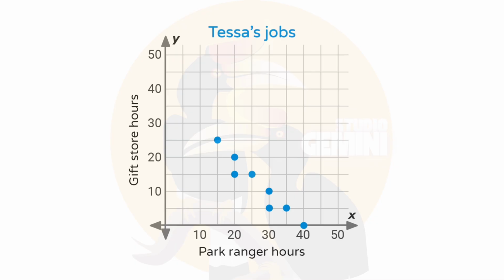And we did it! We took Tessa's data and created a scatter plot. If you take a closer look, the scatter plot helps us see that as Tessa works more hours as a park ranger, the hours she works at the gift store decreases.